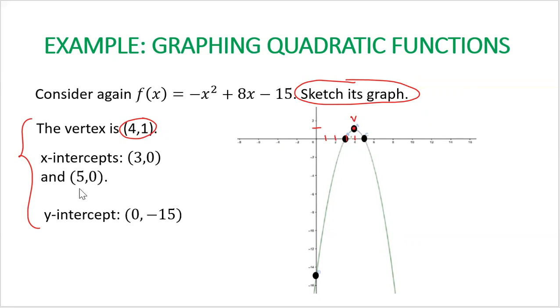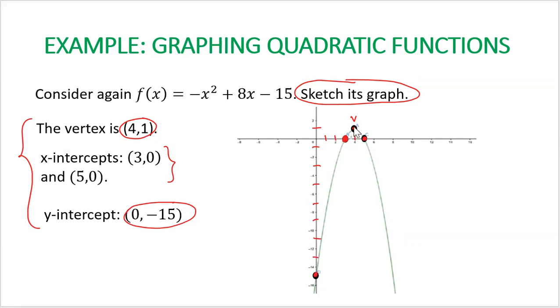Now also, in the previous example, we computed that the x-intercepts are the points 3, comma 0 and 5, comma 0. So from the origin, we move 3 units to the right. We get the first x-intercept. And then for 5, comma 0, from the origin, we move 5 units to the right to get the second x-intercept. And then we can also plot the y-intercept, which is 0, comma negative 15. So from the origin, we move 15 units downward. So that's why we have this point here as the y-intercept.